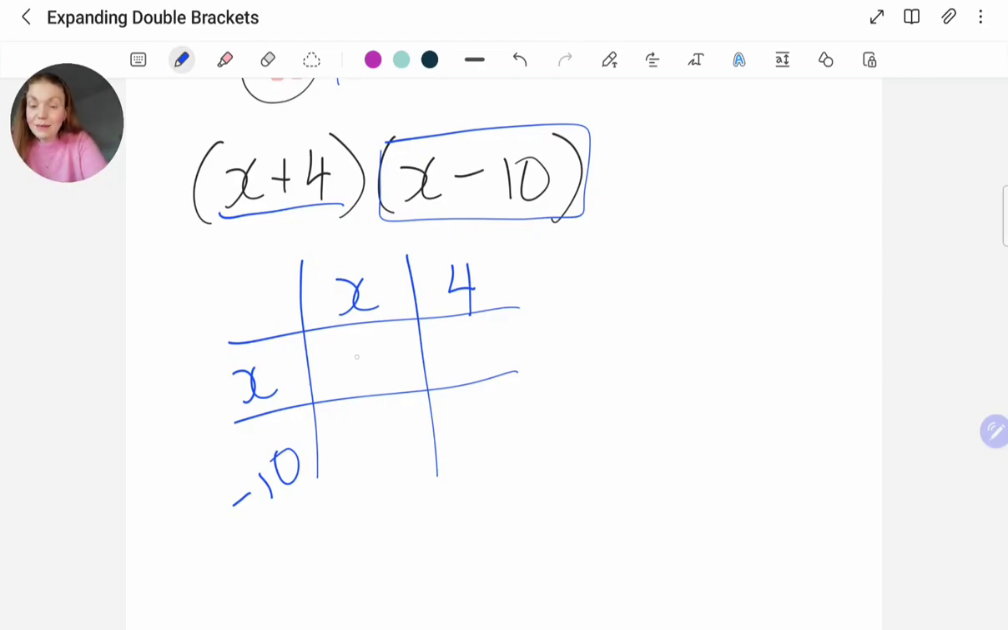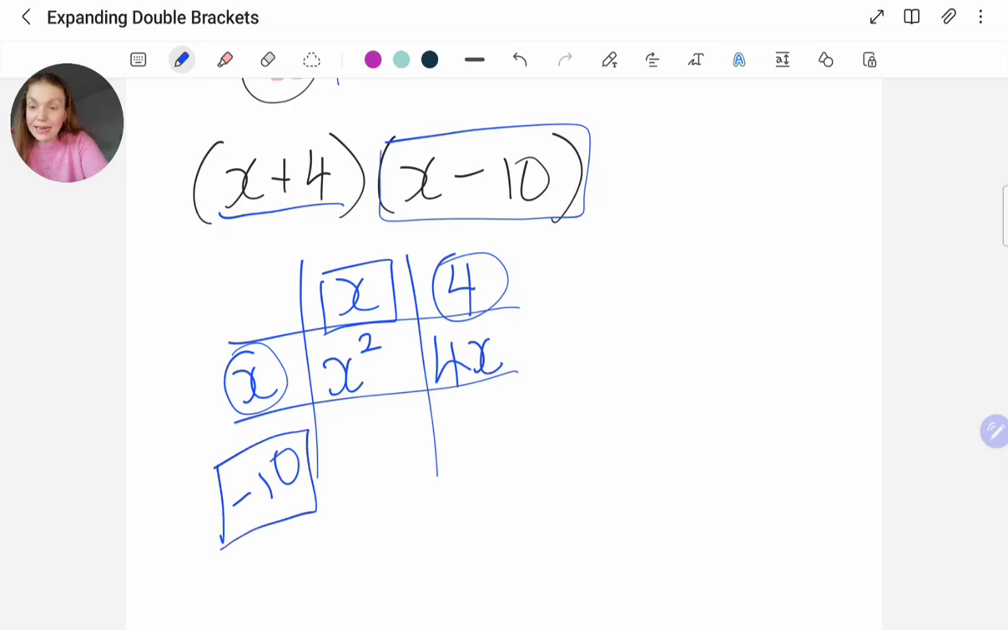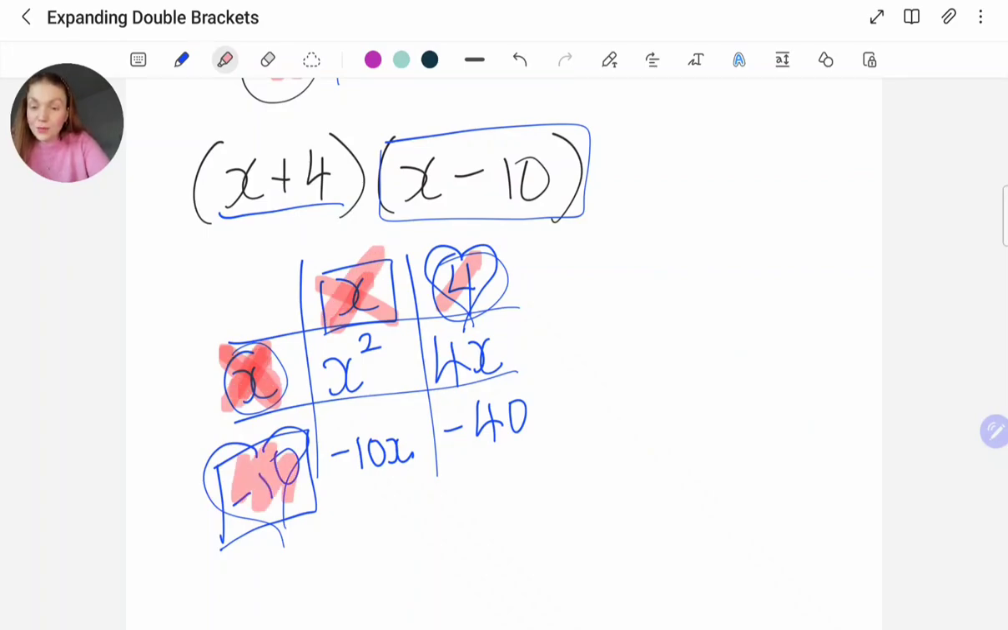So x times x is x squared. 4 times x is 4x. x times minus 10 is minus 10x. And 4 times minus 10 is minus 40. Okay, do you see how it's this one with this one, and then this one with this one, this one with this one, and then this one with this one, and this one with this one. Okay, so for me, it's just routine.